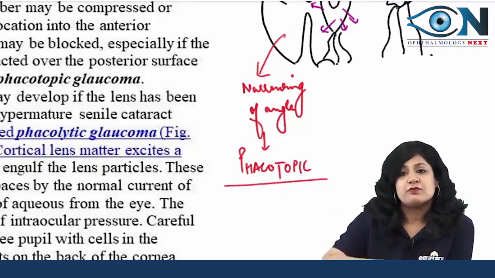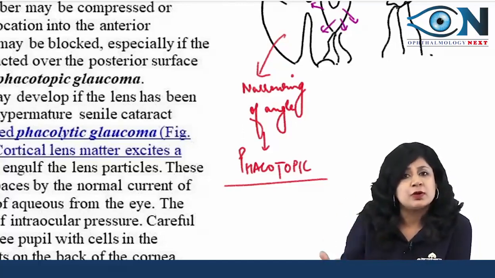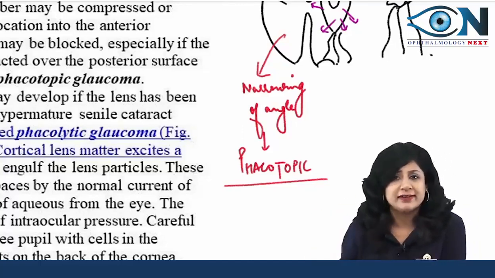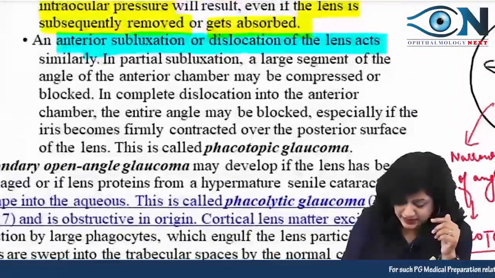So, there is a difference between phacogenic glaucoma, phacolytic glaucoma, phacomorphic glaucoma, phacotopic glaucoma, phacotoxic glaucoma, phacoanaphylactic uveitis. There are so many things, right? So, I think this is clear. So, let's read what they are saying.